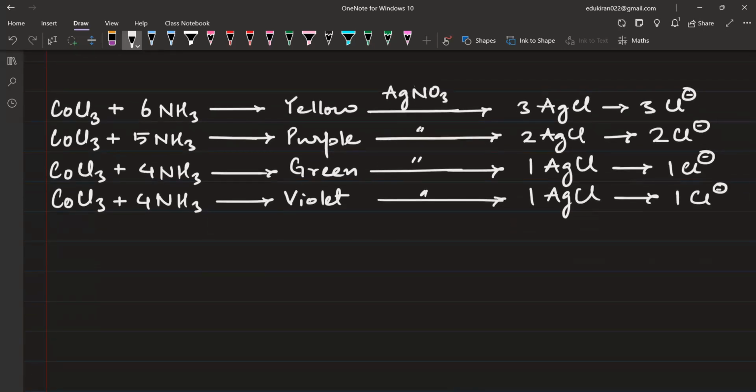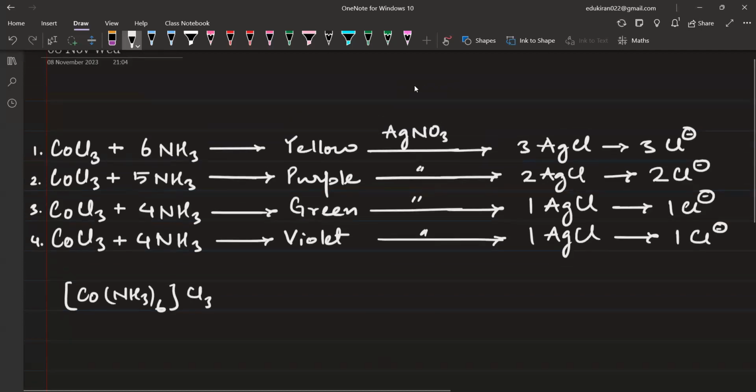What conclusion can be made is that the 6 ammonia molecules are covalently bonded. These are not taking part in any reactions. That means the first molecule that we saw has a formula something like this: cobalt covalently bonded to 6 ammonia molecules, and the 3 chloride ions are independent and present as chloride ions. Okay, 1, 2, 3. These are the experiments. Whatever topic comes in this, write it later, don't write now. It is Werner's theory.